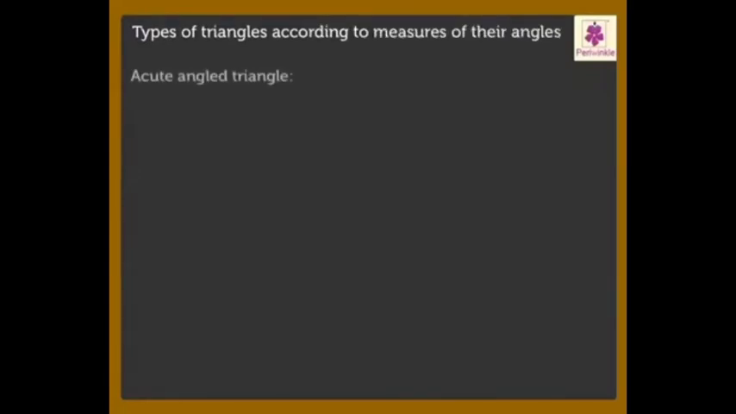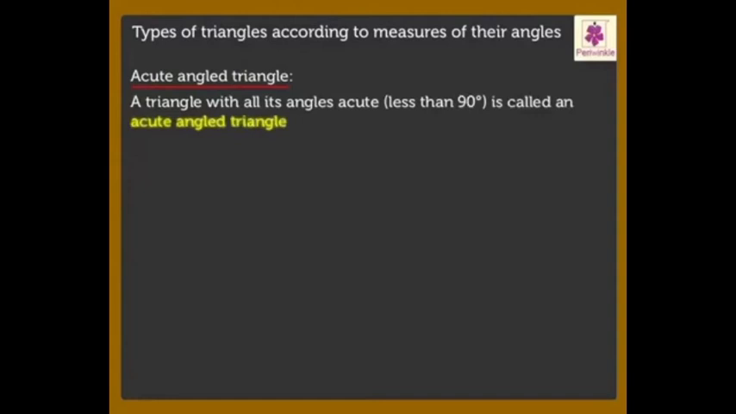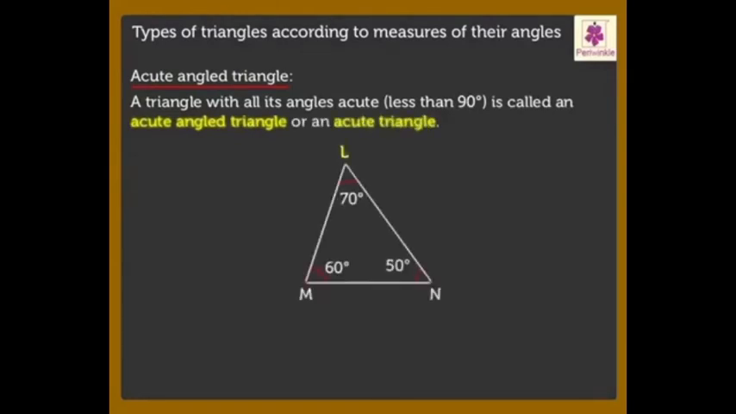Now, let us look at the types of triangles according to measures of angles. An acute angled triangle. A triangle with all its angles acute, that is, less than 90 degrees, is called an acute angled triangle or an acute triangle. Look at the triangle LMN. Here, all the angles measure less than 90 degrees. Thus, triangle LMN is an acute angled triangle.